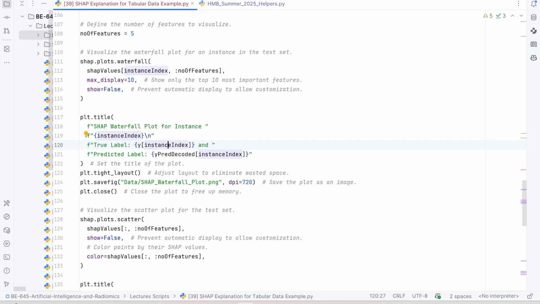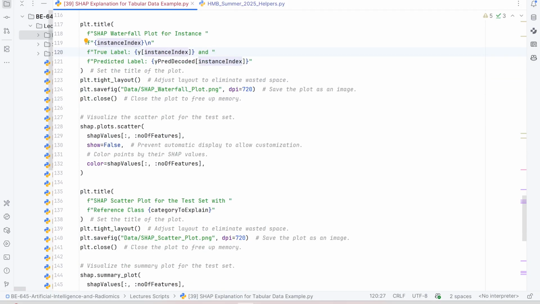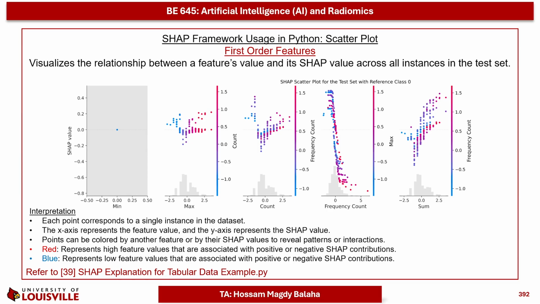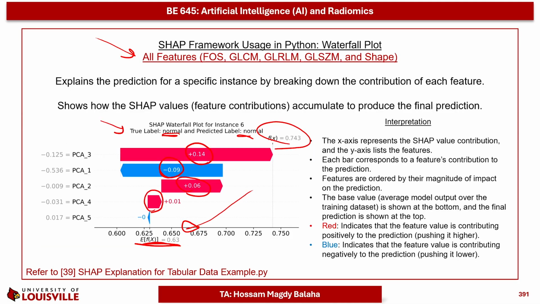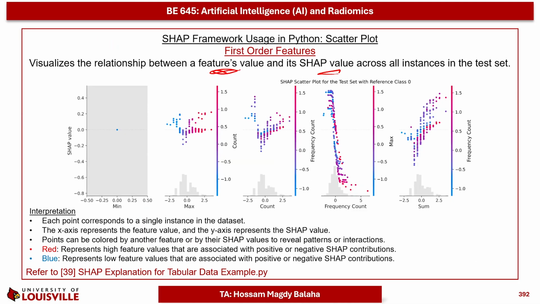Now let's move to the second type of SHAP diagrams, which is called scatter plot, and you can plot it using the scatter function, and it accepts the different SHAP values. And here we are passing the whole instances with the top 5 features, and from that we can conclude that the scatter plot is for global explanations. The scatter plot visualizes the relationship between the feature's value and its SHAP value across all instances in the test set. So simply, waterfall plot is local explanation and scatter plot belongs to the global explanations.